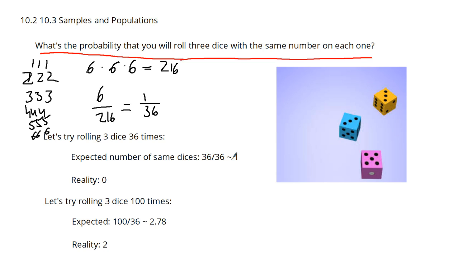So I tried rolling the dice 100 times. I wish I could show you, but it would take way too long for me to analyze writing out all the dice rolls. Rolling the dice 100 times, the expected number is 2.78, and the reality is 2, so it's closer. 2 is closer to 2.78 than 0 is to 1, even on an arithmetic scale, right? So 2 is a pretty good estimate of the probability of the three dice being the same. The probability in this case would be about 1 in 50, compared to 1 in 36, which is a lot better than 0.